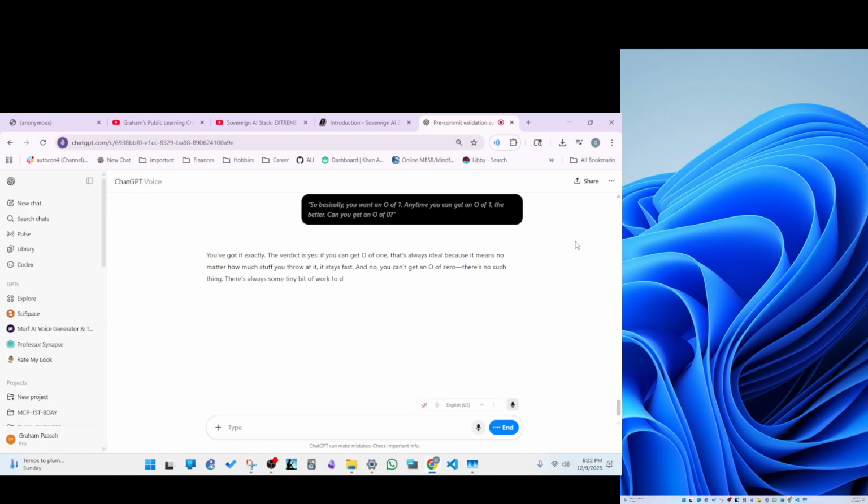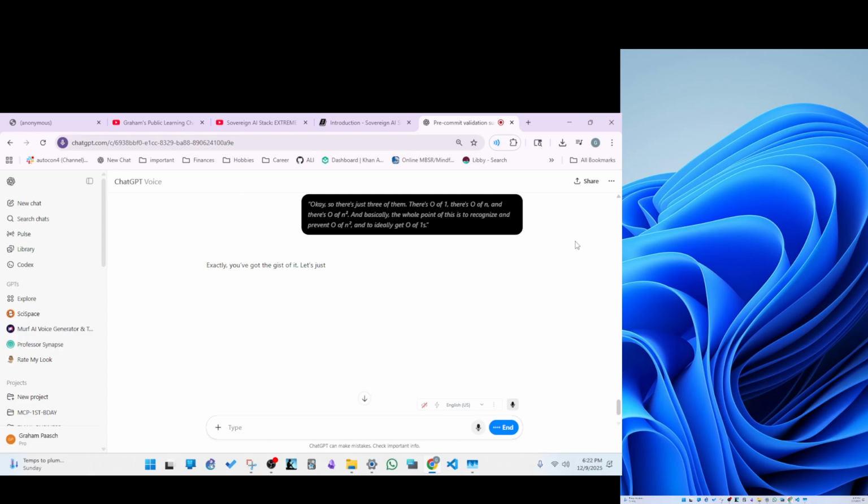There's no such thing. There's always some tiny bit of work. There's just three of them. There's O of 1, there's O of n, and there's O of n squared. And basically, the whole point of this is to recognize and prevent O of n squareds and to ideally get O of 1s.